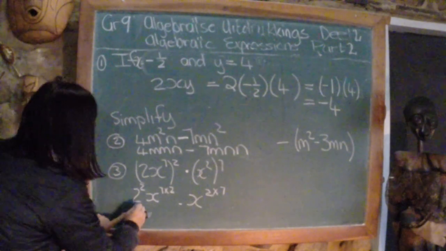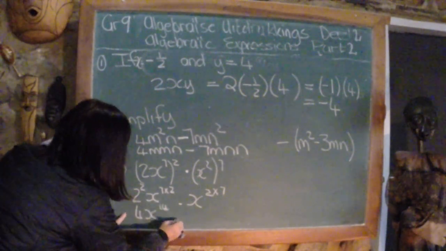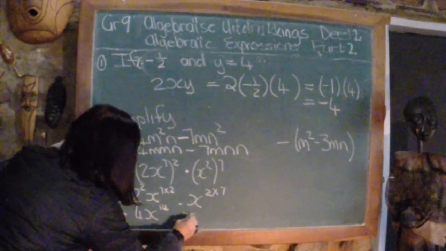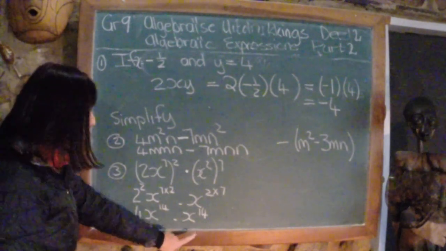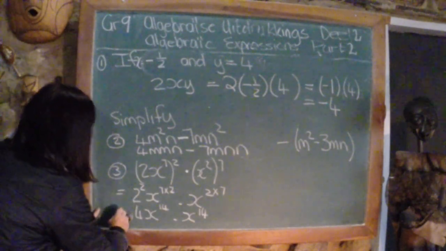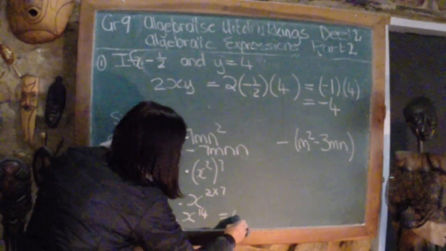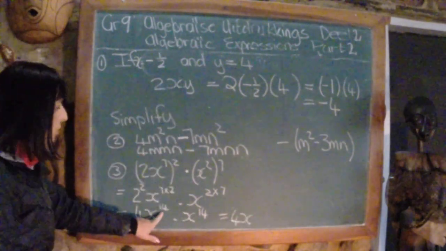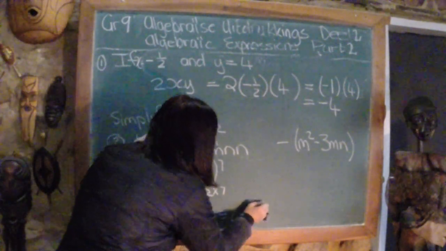So 2 times 2 gives you 4x to the power of 14 multiplied with x to the power of 14, and that's exponent law number 1. If we multiply, we add exponents. So that's 14 plus 14, and that gives me 28.